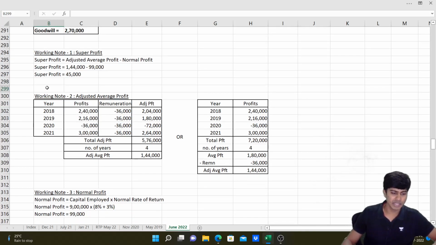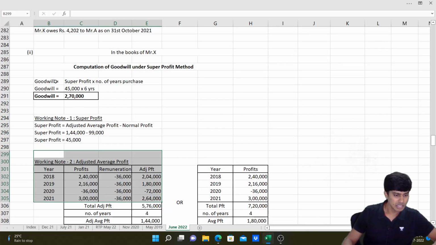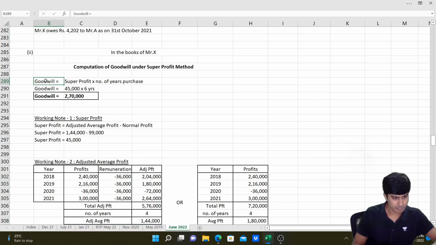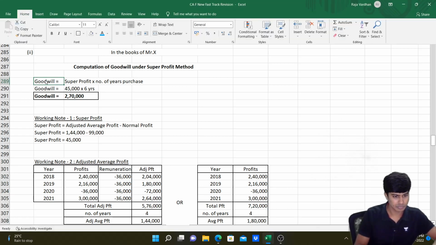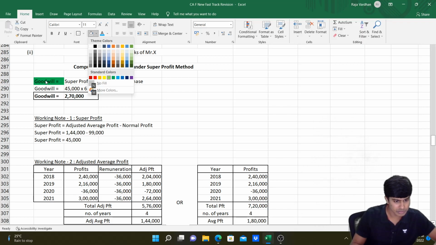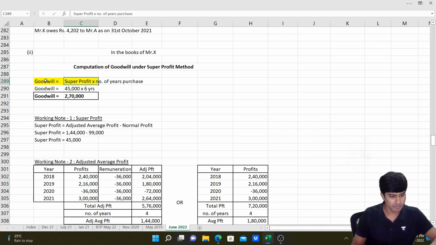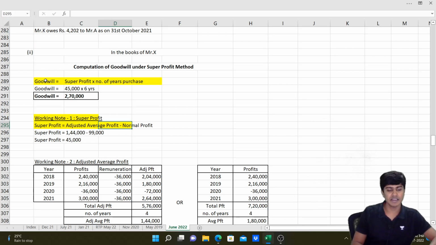First I'll identify my adjusted average profit, because in order to find goodwill, I'll tell you how it works. I need to find goodwill, which is super profit multiplied by number of years purchase. But we don't know super profit. Then I'll write working note number 1 for super profit. Super profit is adjusted average profit minus normal profit. Then I don't know adjusted average profit. That will bring me to working note number 2.